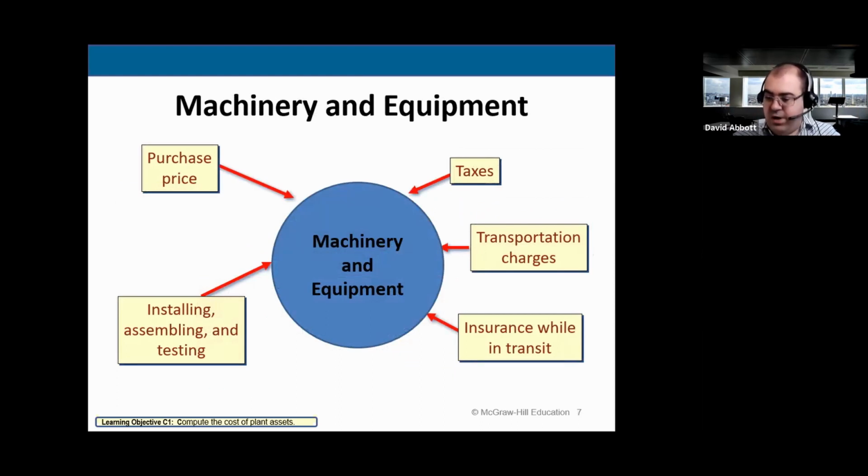Machinery and equipment. The cost of machinery and equipment consists of all costs normal and necessary to purchase them and to prepare them for their intended use. This includes purchase price, tax, transportation charges, the insurance while it's in transit, and installing, assembling, and testing of the machinery and equipment.